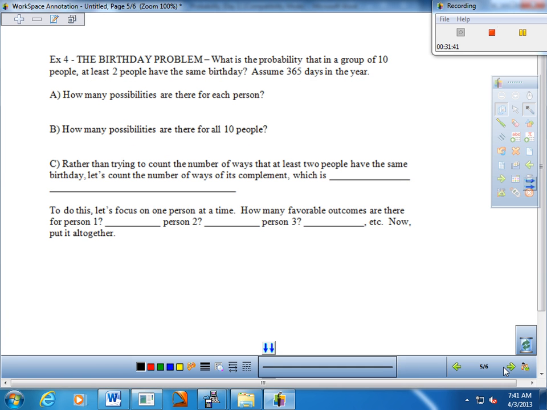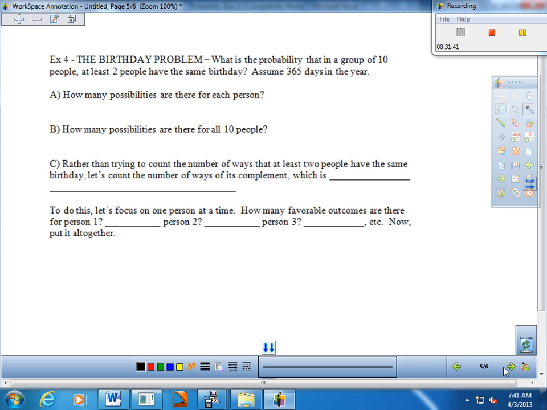Okay, let's go into one more. This is not an or problem. It's not a union problem. It's just a very interesting probability problem. So let's try it out here, see what you think, and we'll wrap it up on this one. So example 4 is the birthday problem.